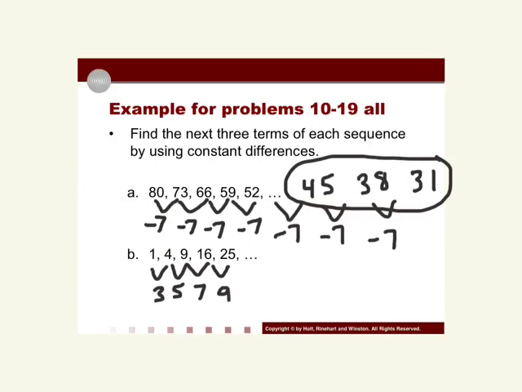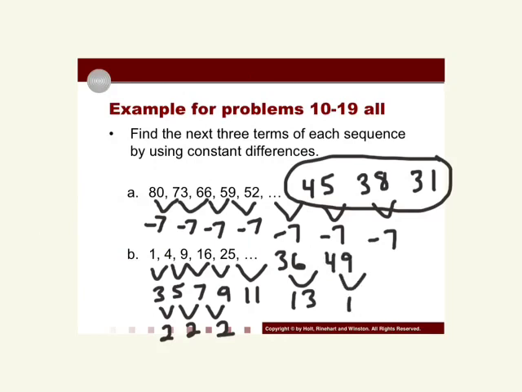Well, if you don't see a pattern with your first differences, go ahead and find your second differences. So as you can see there, these keep going up by 2. So the next difference would be 11, which would take me to 36. The next one would be 13, which would then take me to 49. And then the next difference would be an increase of 15, and that would take me to 64. So 36, 49, and 64.